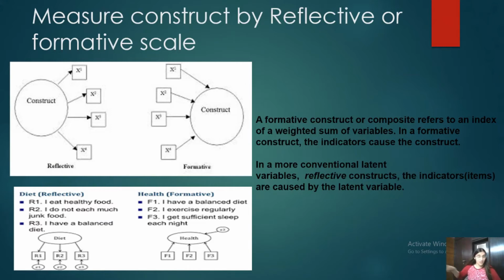I might be a health conscious person, and there are n number of health conscious persons in the world who have a balanced diet, but they don't exercise. I get sufficient sleep. No, I might not get. So what happens is, in statement number 1, the person might mark strongly agree. In statement number 2, he could give 1. In statement number 3, he could give 2. This is fine. So what is a formative construct?